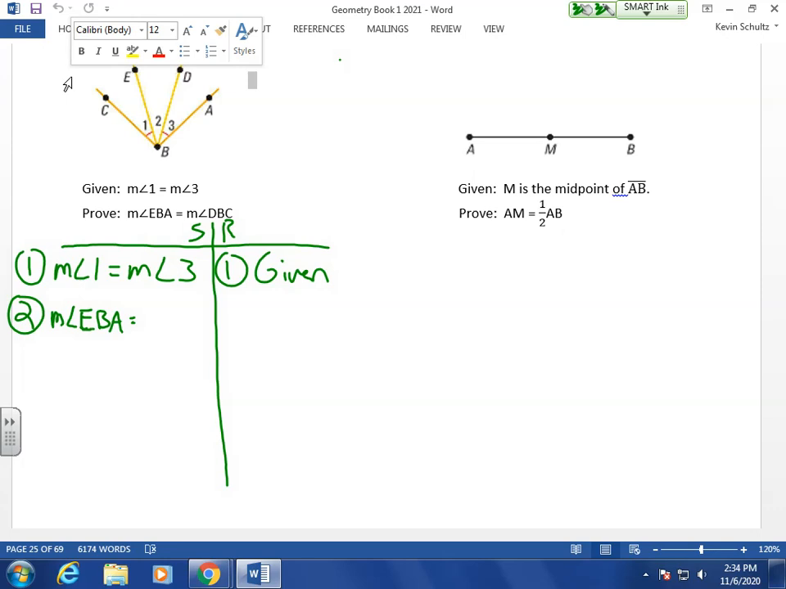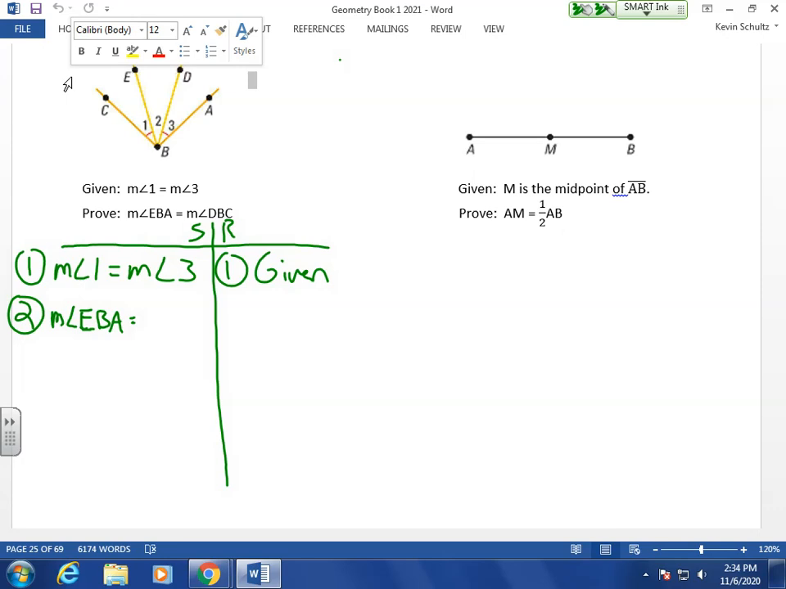Tell me anything you can see about the measure of angle EBA. Olivia. It's equal to DBC, the measure of DBC. Oh, that's what we're trying to prove, right? So we don't know that yet. That's what we're trying to get to. Right now we're just introducing EBA.